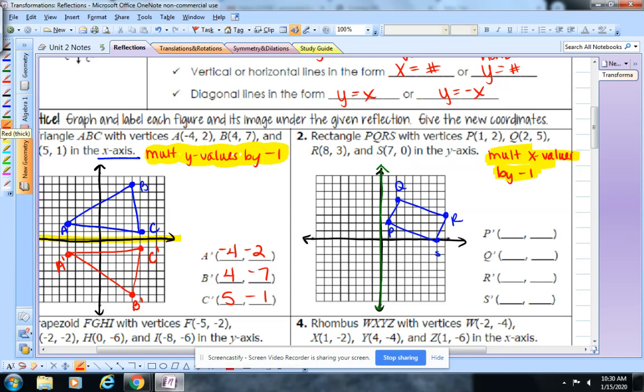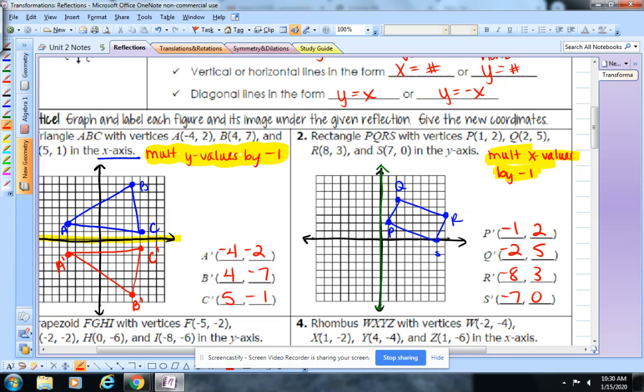So P prime would be what ordered pair? -1, keep the 2. What would Q prime be? -2, 5. What would R prime be? Negative 8, 3, and S prime would be negative 7, 0. And then you need to go back and graph it.